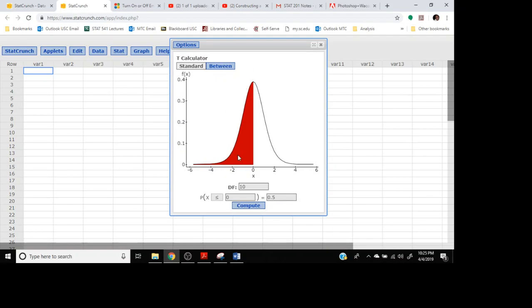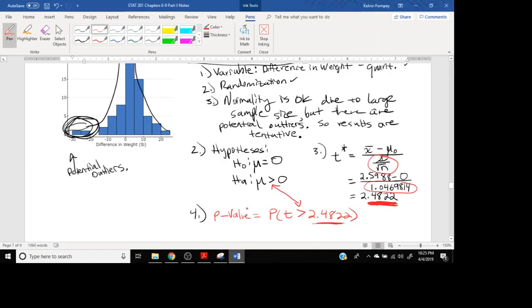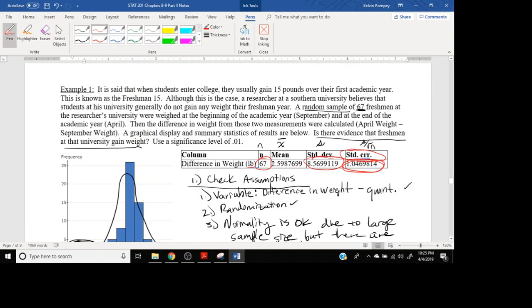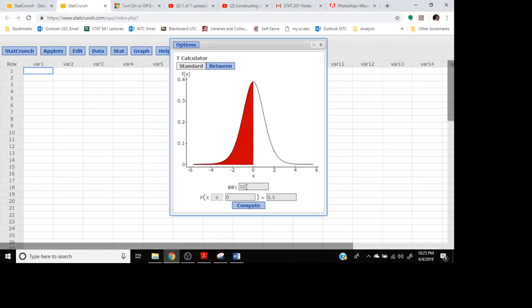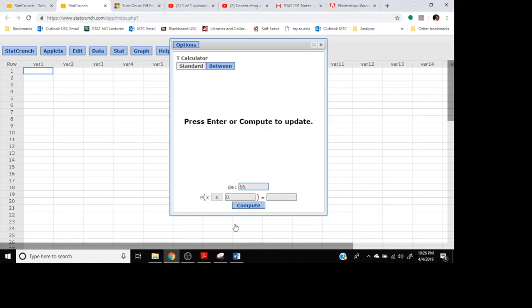All right, so what I have here is a t distribution. It looks like our normal distribution because it is bell-shaped, but it is a t distribution, and the reason I know that is because it has degrees of freedom. Remember, your degrees of freedom is your sample size minus 1. If I go back to the problem we were dealing with, our sample size was 67. So instead of having it as 67, 67 minus 1 is our degrees of freedom.